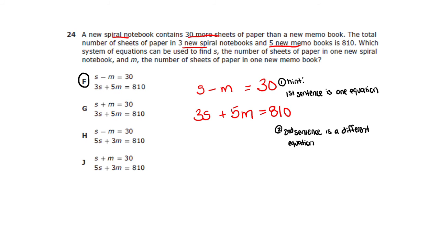You should have picked answer choice F. I know it's a little weird how they wrote the first sentence, but if you think that the spiral notebook has 30 more sheets of paper, a way you could write that as an equation is taking the spiral notebook, subtracting the memo book, and you should have 30 sheets left over. That's one way to write it. Another way to write that equation, by the way, would be S equals 30 plus M. But they didn't write it like that.